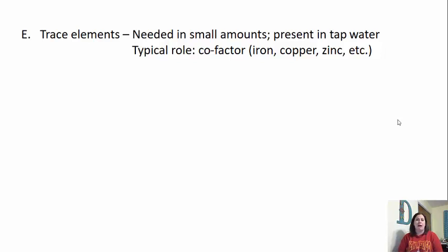Now, those were all the major elements that are really important, but there are some trace elements that are needed in small amounts. A lot of times these are present in tap water, so just using tap water or having that kind of water around gives them enough of these trace elements to help. The typical role of trace elements is for cofactors. These are going to be like your irons, your coppers, zincs, things like that, which again can be found in normal water, and they are going to help enzymes work properly as cofactors.